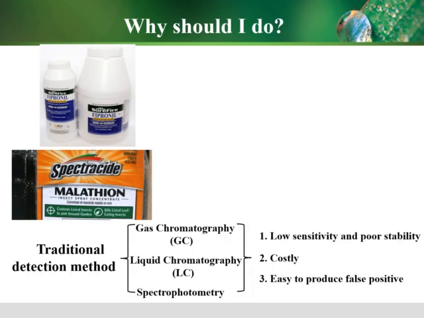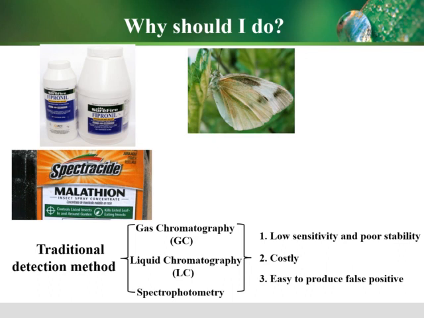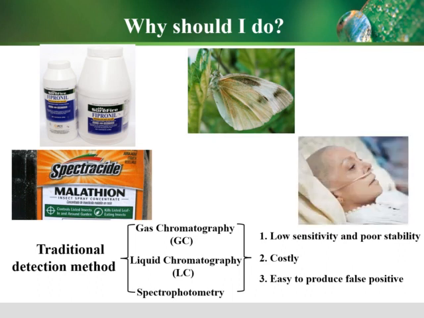And then, why should I do this? As you know, fipronil and malathion are both insecticides, so they can kill insects. However, they do harm to people's health. And the traditional detection methods for fipronil and malathion, like GC and LC, have low sensitivity and poor stability, and they are costly and easy to produce false positives.